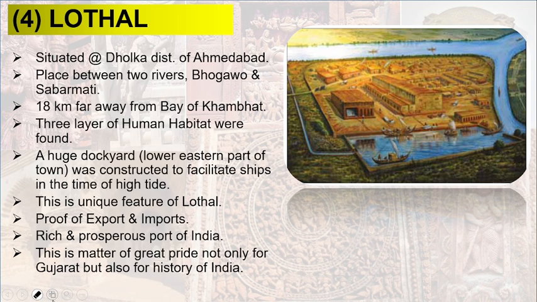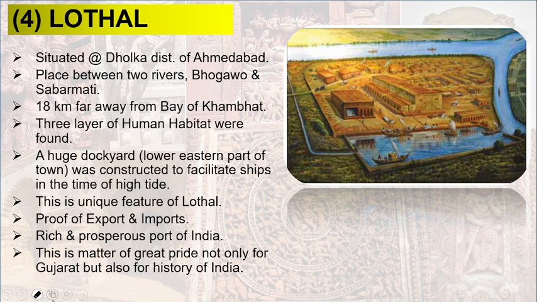The unique feature of Lothal is a huge dockyard. You can see in the picture, it has a dockyard. This dockyard was constructed to shelter ships at the time of high tide. In the river they had a fear of flood, and at the time of flood or high tide, they kept their ships and boats in this dockyard.